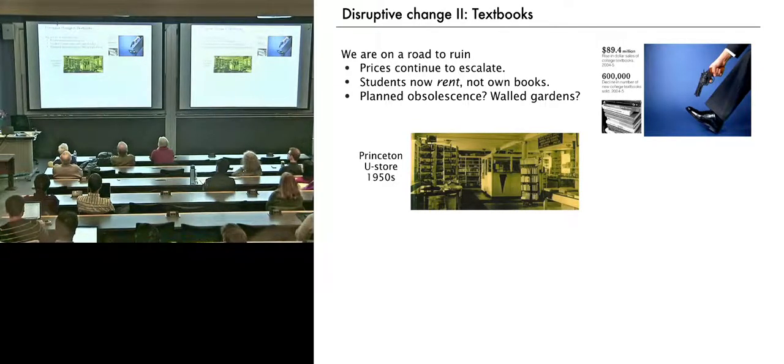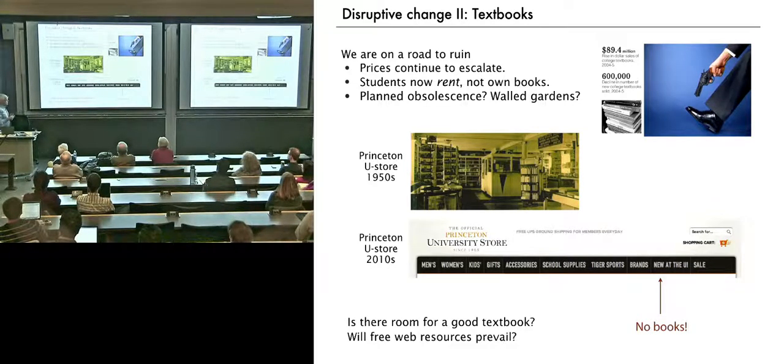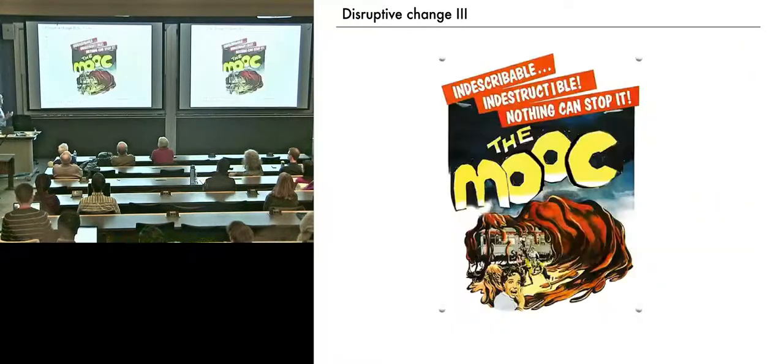Princeton U Store used to be a magnet. Our friend Philippe Flajolet used to travel to Princeton in order to go to the bookstore to see the math books that are available. Now if you go to the website, there's not even books on the website. So again, what's going to happen with textbooks? Is there room for a good textbook, or is everybody just going to get all their information for free on the web? I'll have something to say about that later, but already this change has happened and the students don't own books and nobody really thought about it. And I think it's a bad thing.